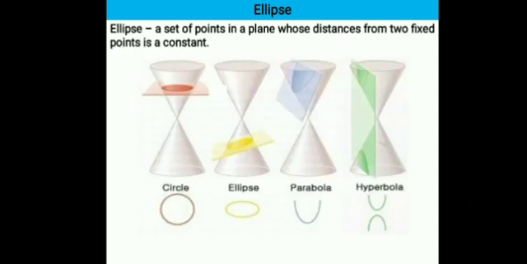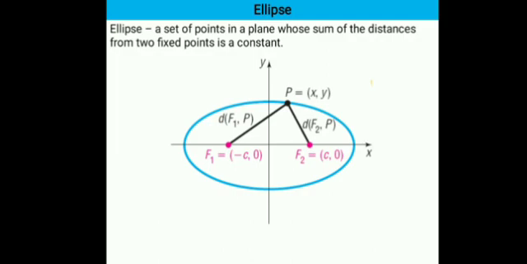So first, let us define what is ellipse. Ellipse is a set of points in a plane whose distances from two fixed points is a constant. By figure, we have this figure. So this is an ellipse. So the sum of the distances of the two fixed points is a constant.